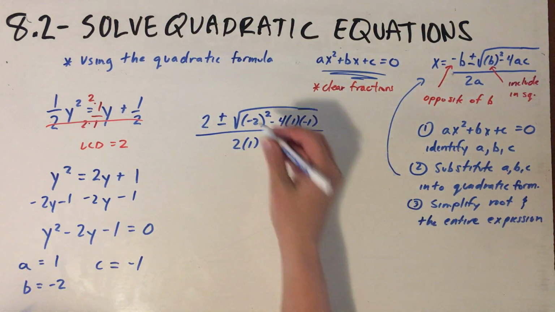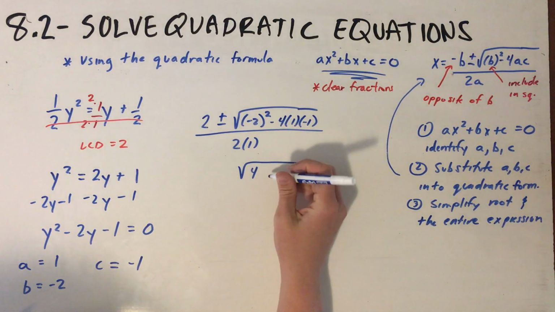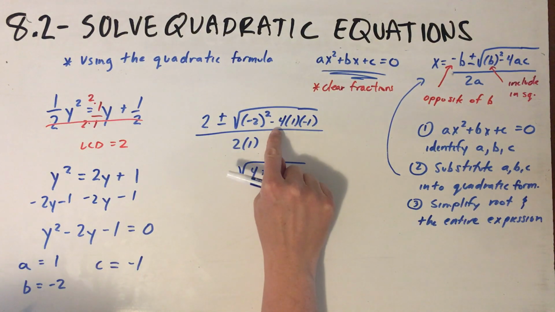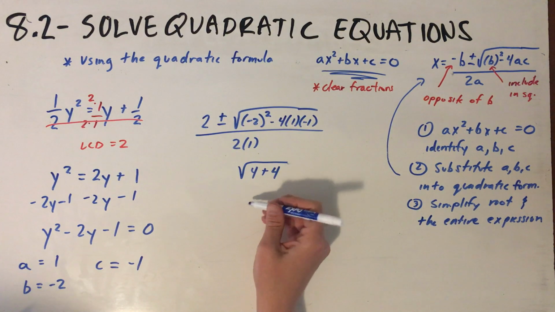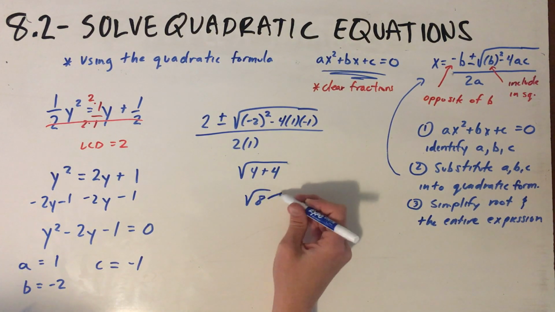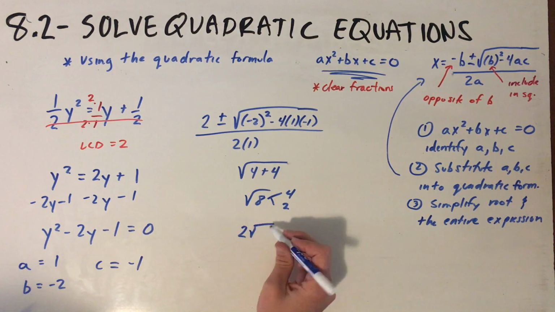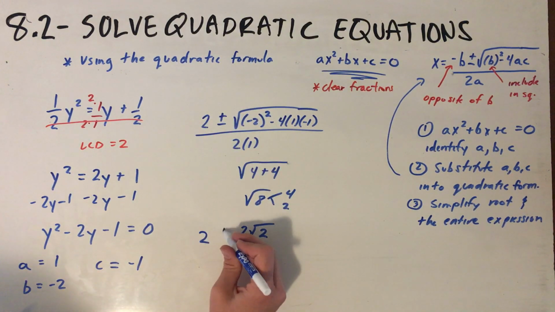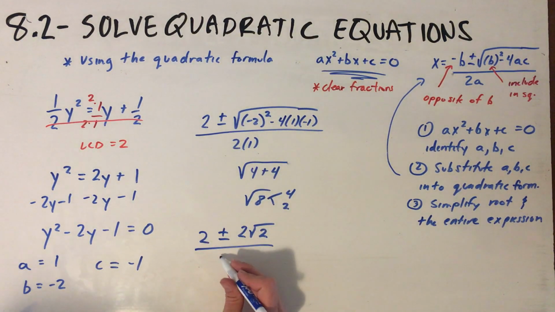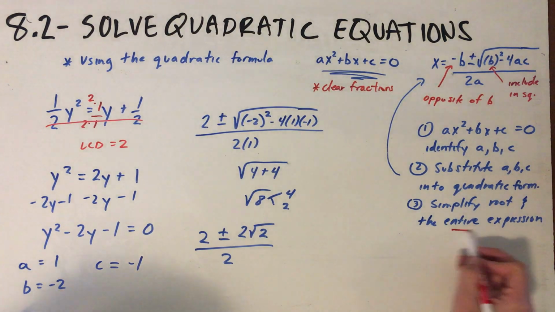Now I'm going to simplify the root first. Underneath the root, we've got 4 and a plus 4. -4 times 1 times -1 is this plus 4 here. Okay, so we've got the square root of 8, which is going to simplify to 4 and 2, so this is going to simplify to 2 root 2. To bring down the rest of the quadratic formula, we've got a 2 right here, 2 plus or minus this, all over 2. Again, I want to simplify the entire expression now at this point.